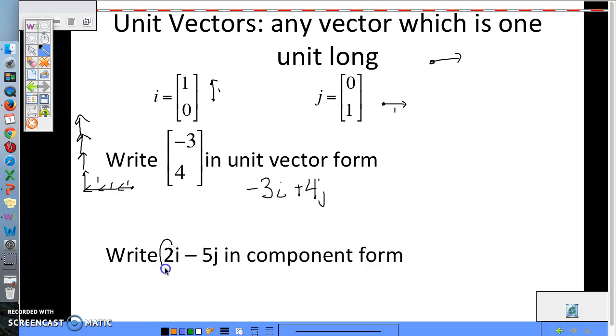So this in component vector form, this is our x, and this is our y. So we'd have 2, negative 5.